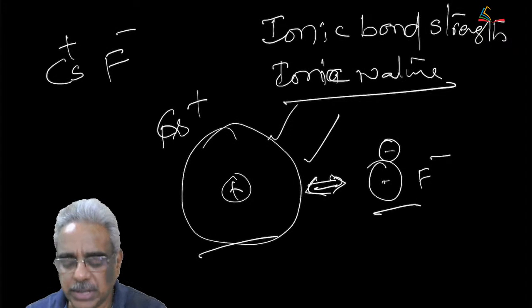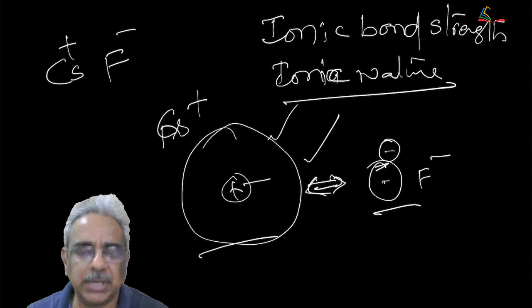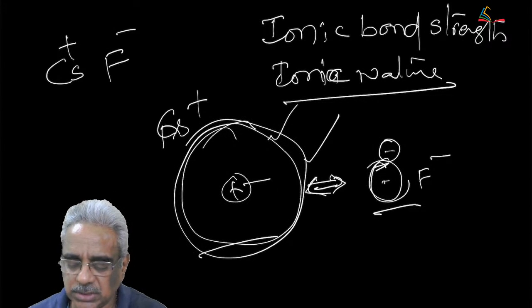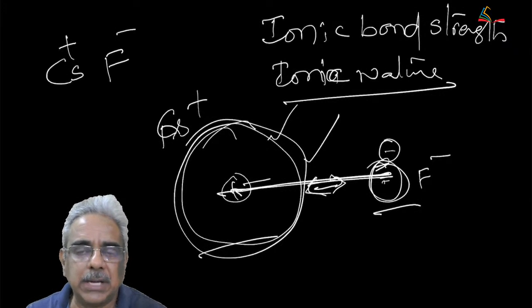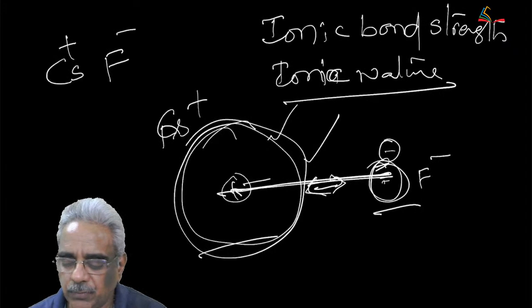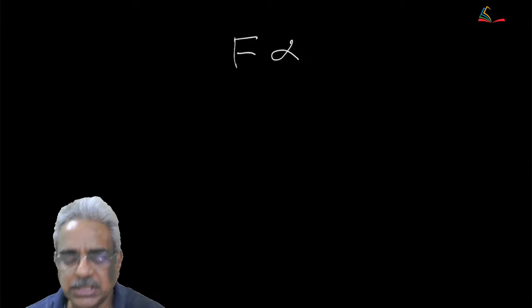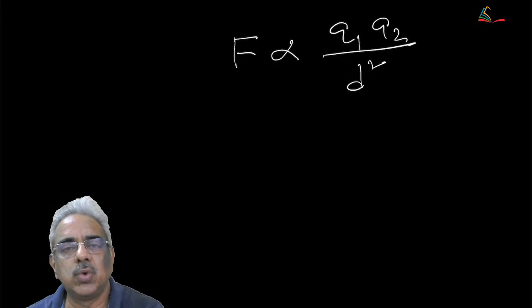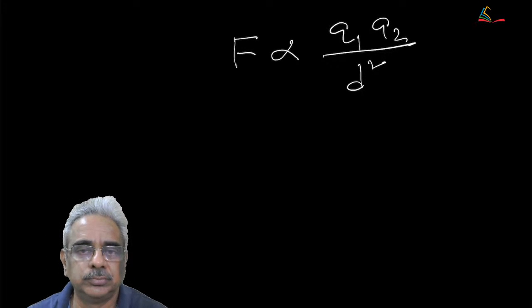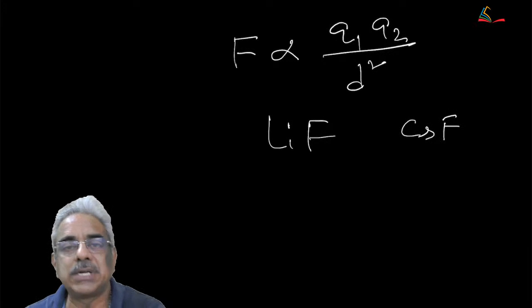But what about the attraction between these two ions? The attraction between these two will be very less because this is such a big cation and such a small anion. The distance between the nuclei will be too big. The force of attraction between two opposite charges is directly proportional to charge 1 times charge 2 by the distance between the charges squared, according to Coulomb's inverse square law. So if you want to compare lithium fluoride and cesium fluoride, what comments can we make?